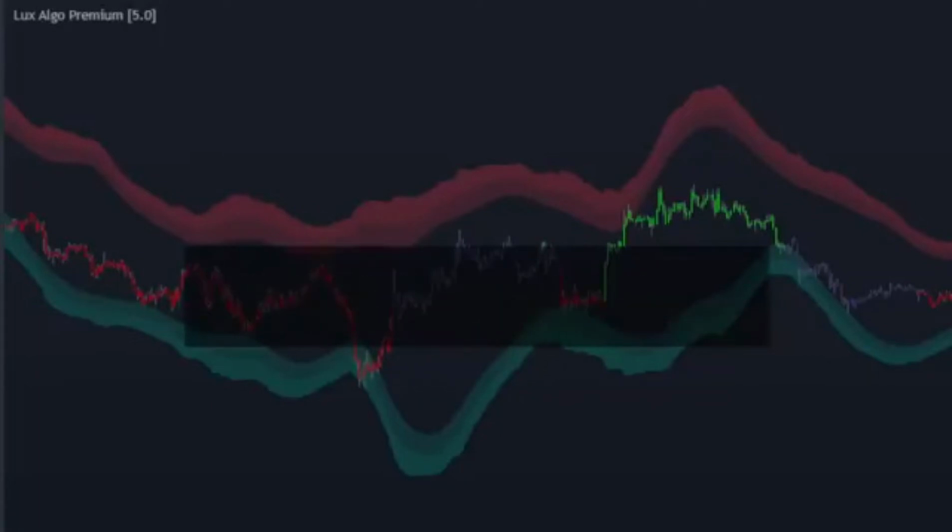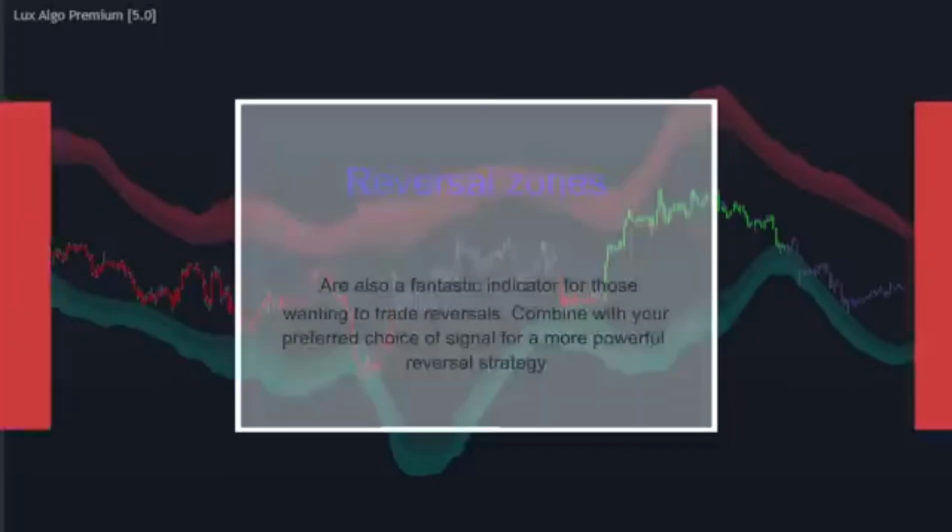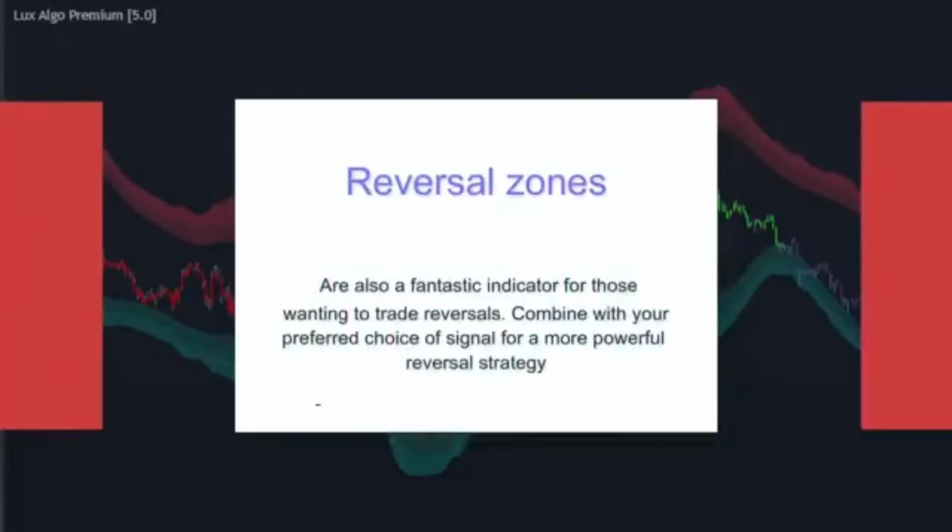This indicator is best used for a sideways or ranging market, as it helps the user identify the top and bottom of the range. Reversal zones are also a fantastic indicator for those wanting to trade reversals, combined with your preferred choice of signal for a more powerful reversal strategy.